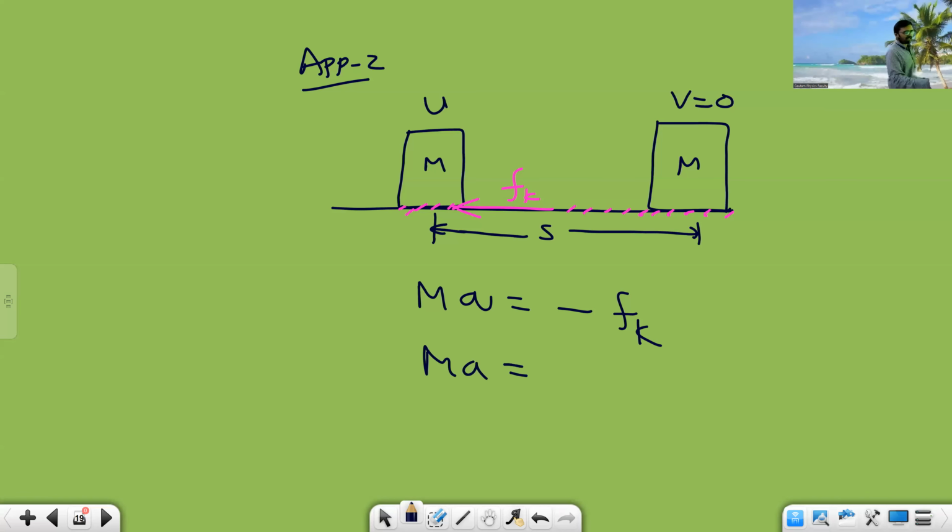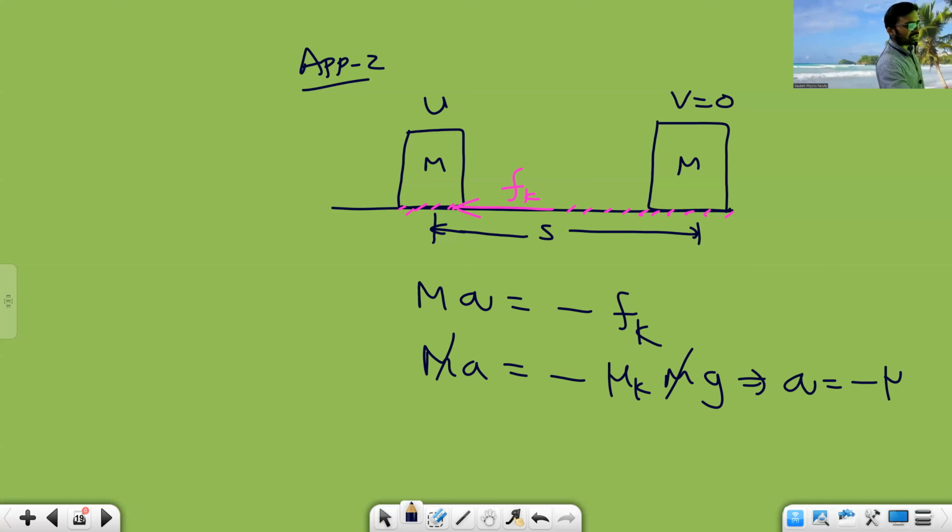We already know that on a horizontal surface, FK means mu K into mg. I already told you that. From here, what is the acceleration? It is not acceleration, it is a deceleration. Acceleration is minus mu K g, or simply the deceleration is mu K g.